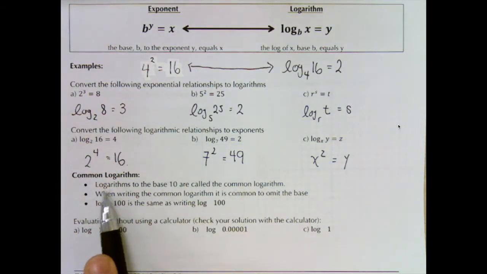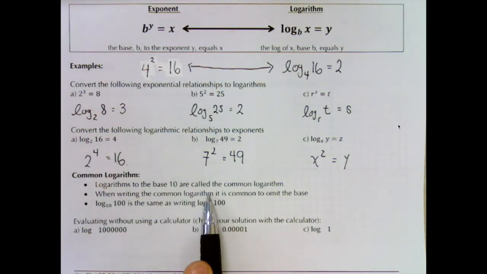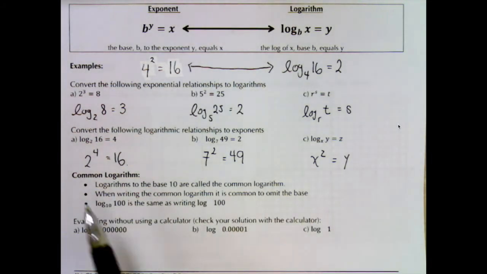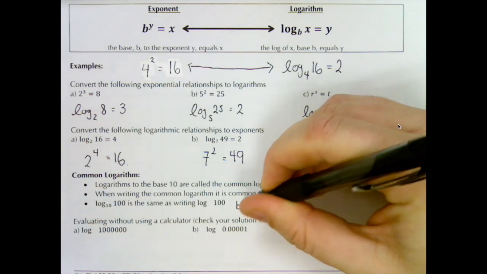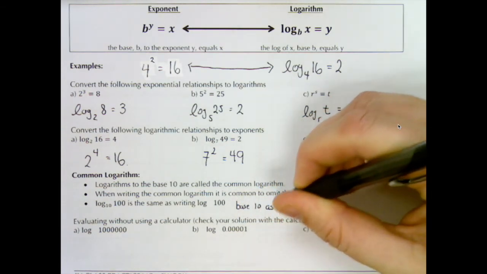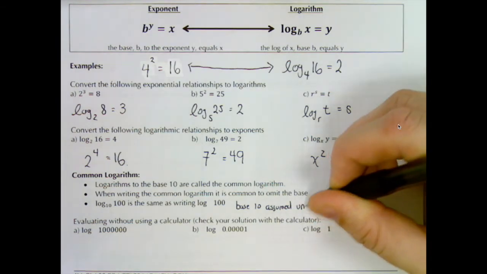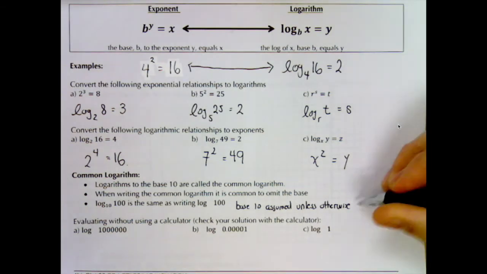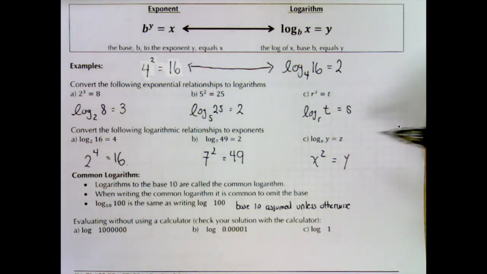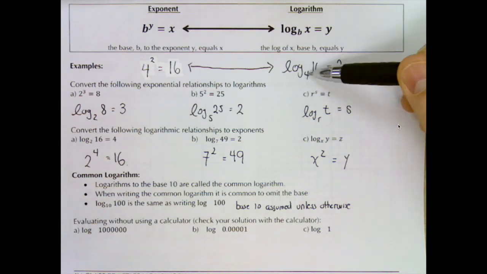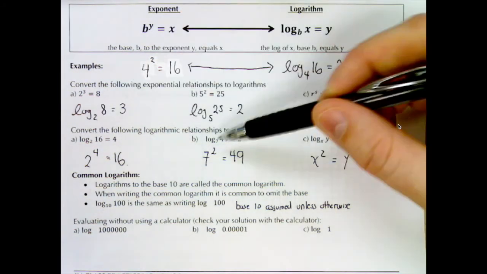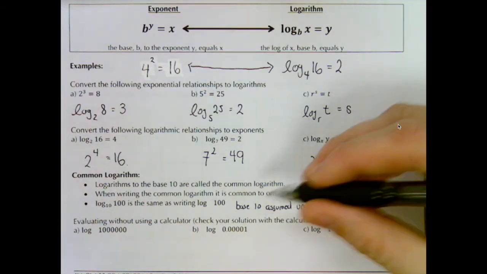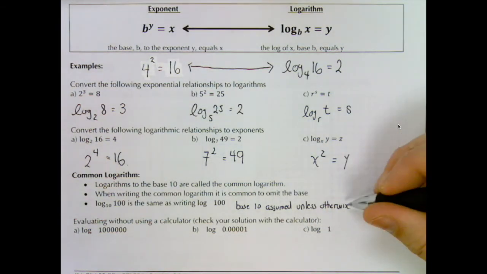So logarithms to the base 10 are called the common logarithm. When writing the common logarithm, it's common to omit the base. So we don't need to write log of 100 base 10. We can simply write it as log 100, and the base is assumed. So base 10 is assumed unless otherwise stated. In all the examples we already wrote as logarithms, the base was not 10, and it was stated as something else, in this case 4 or 5 or 2 or 7 or x, but it is 10 unless you state otherwise.